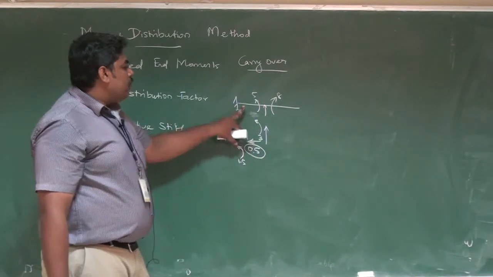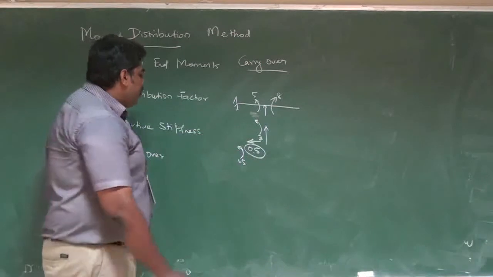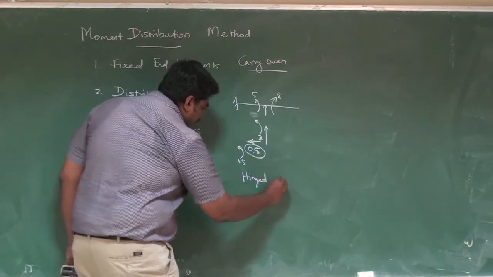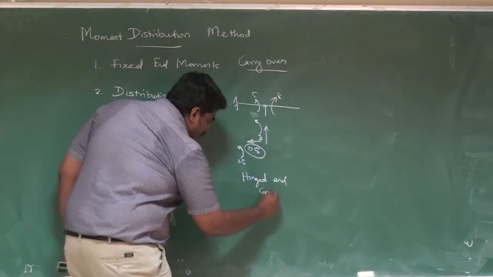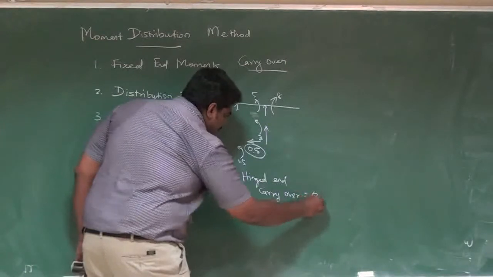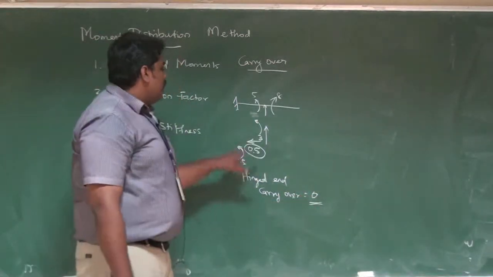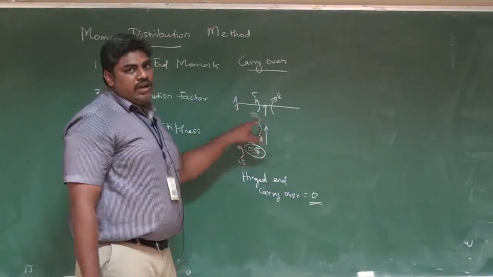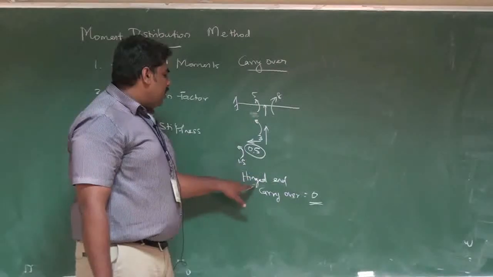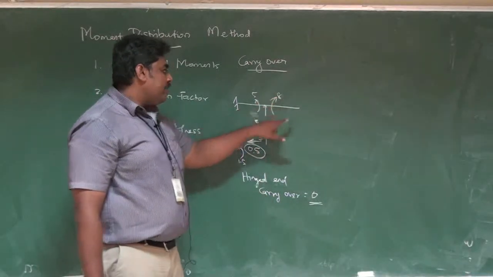This will be applicable only for continuous and fixed ends. Hinged end carryover factor is equal to 0. Right? So we have to remember there are only two carryover factors. When it is a fixed or a continuous end, the carryover value is 0.5. When it is a hinged end, do remember I mean hinged end, not a continuous end.